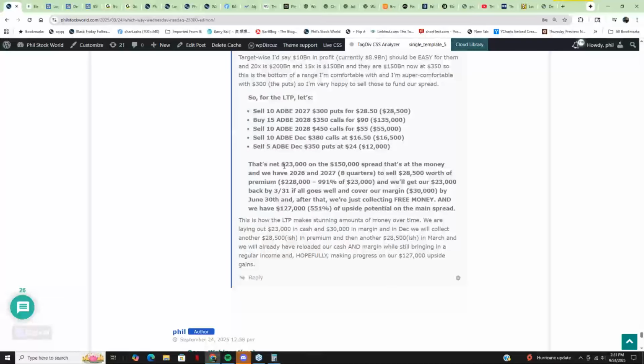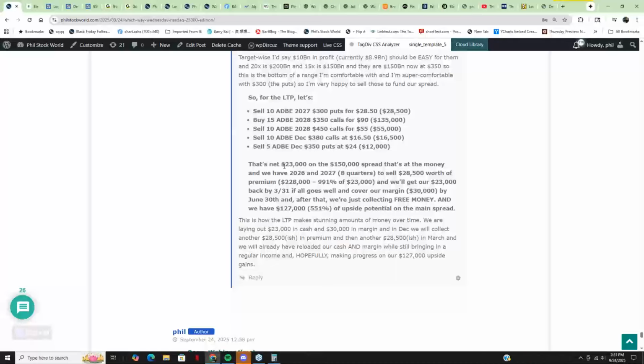But the key to that though is also, people think in a very linear fashion, and you got to get out of that habit, because that's the whole point of this lesson. You're laying out $23,000 plus $30,000 in margin for the spread, but you're getting it back in 3 months. It's a quick turnaround, and your buying power is restored. That's another huge reason to do this trade.